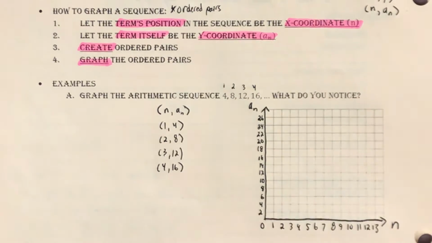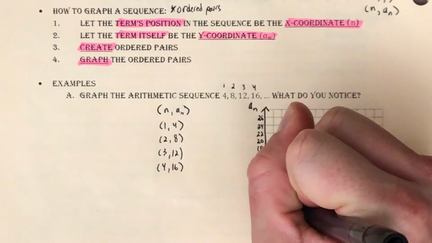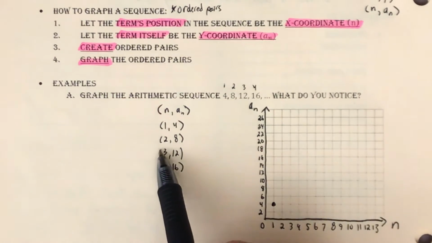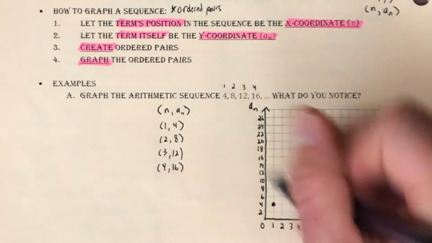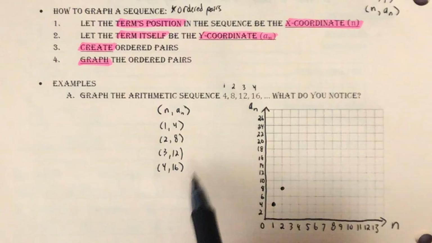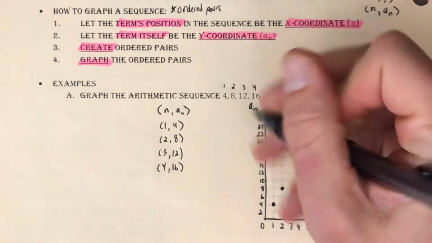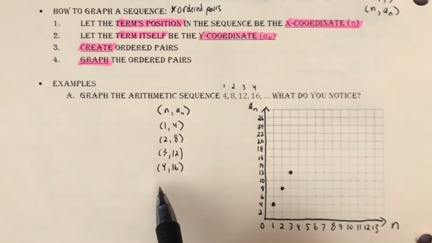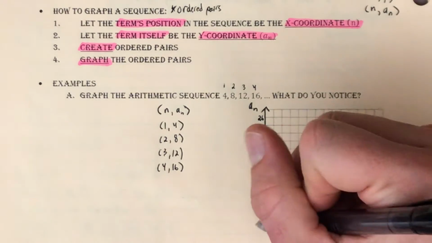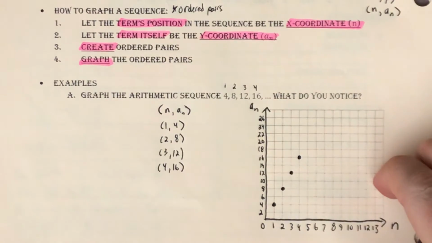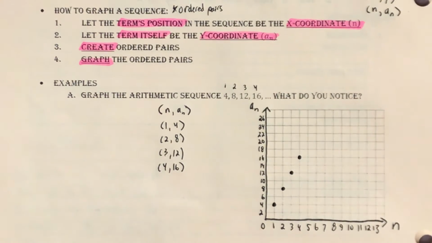So 1, 4, that tells me to move right 1 and up to 4. So there's my first point on this arithmetic sequence. Second point, 2, 8, so right 2 and up to 8. Third point, 3, 12, so right 3 and up to 12. Fourth point, 4, 16, so right 4 and up to 16. And there I have graphed my points.